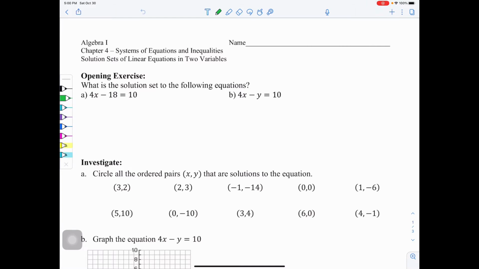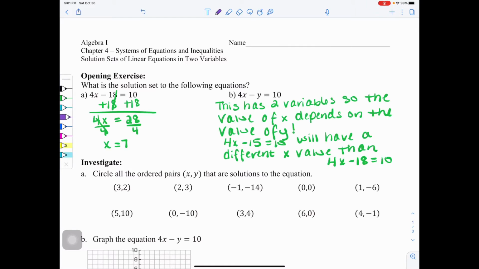the answers. Okay, so at this point, you've had a chance to try the opening exercise, so let's go over the answers. In letter A, this should feel very familiar to you. You are solving an equation that has one variable in it, x. So you are adding 18 to both sides, then dividing by 4 to get an answer of x equals 7.